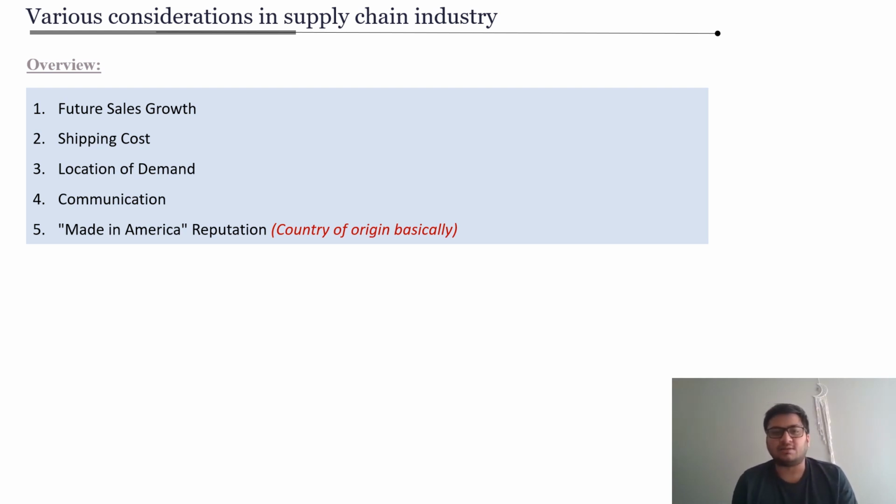And various other considerations in the supply chain industry which need to be considered are the future sales growth, shipping cost, location of demand, communication, and made-in location reputation, basically the country of origin, that is how it will impact if one wants to establish their brand in a different country and in a different organization basically. So all of these factors need to be considered in the supply chain industry.